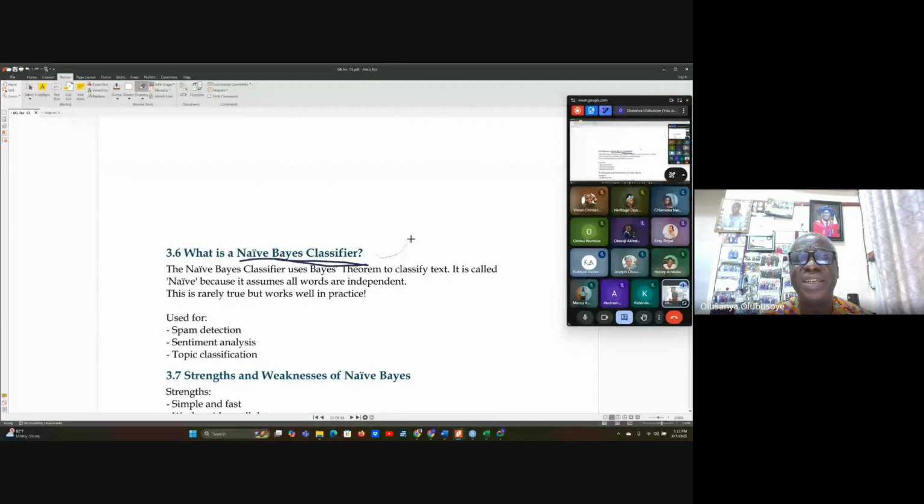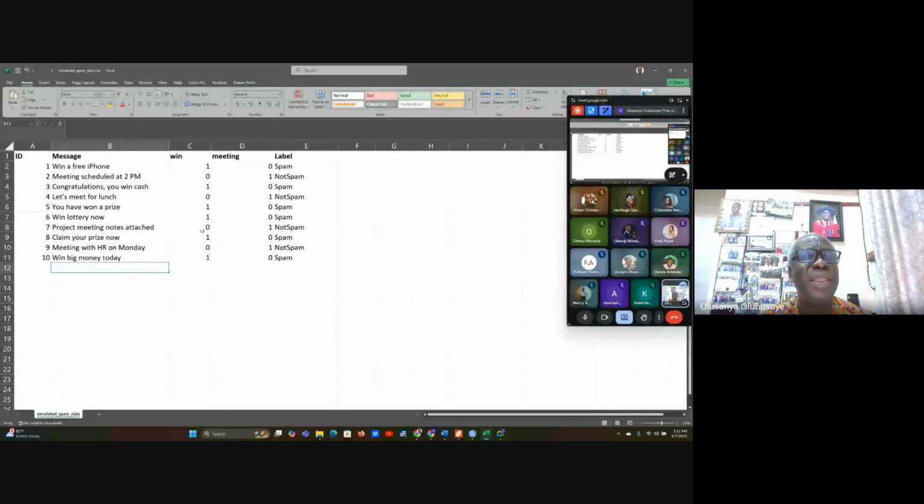So one technique for doing that classification is the naive Bayes classifier. There are other techniques which we will discuss subsequently. But when it comes to predicting whether an email is a spam or not spam, the Bayes classifier comes in so handy.